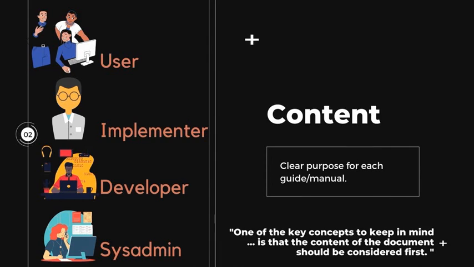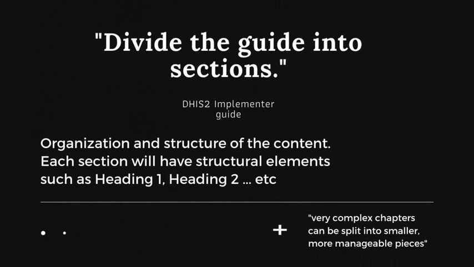And then when we have agreed on the content for the document, we're going to work on the organization and structure of the content. Each section will have structural elements, the title, the headings, and this is going to help us to divide the guide into sections. Because when the work is divided into sections, we can assign others to complete certain sections, and the document, instead of being a very complex and complicated work, is going to be divided into smaller pieces.